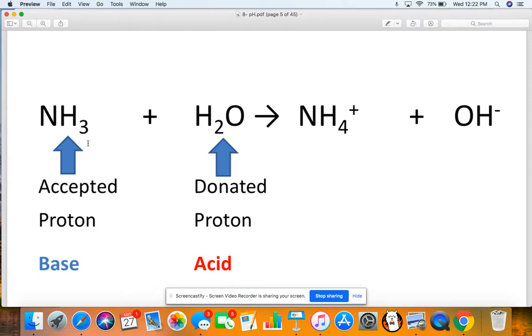NH3, let's see how NH3 is different. On this side, NH3 has 3 hydrogens. On this side, NH4 has 4 hydrogens. So how they're different is that NH3 has gained a proton. It's accepted a proton. So we would say that this is a base.